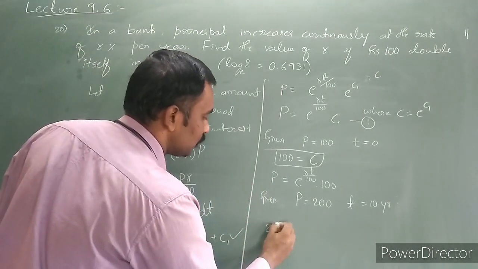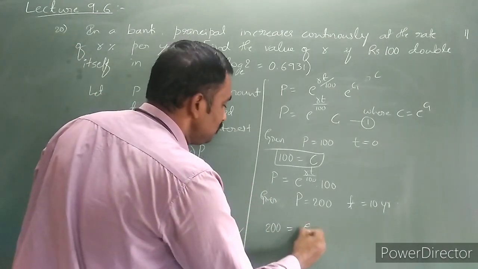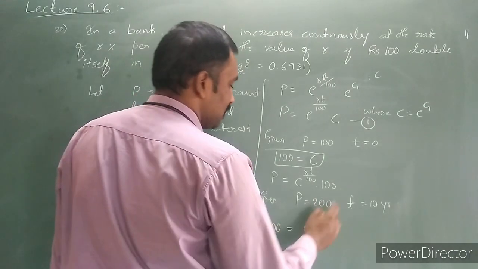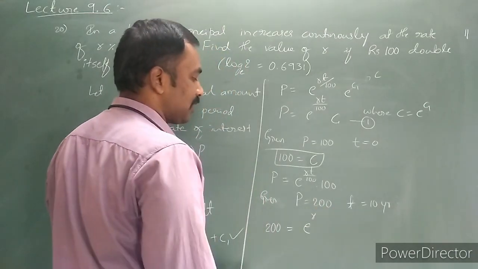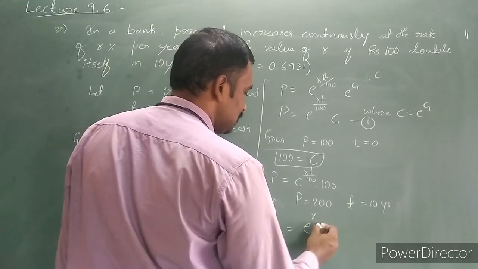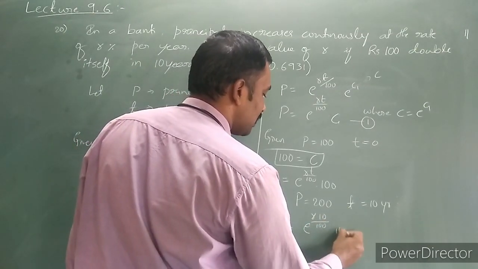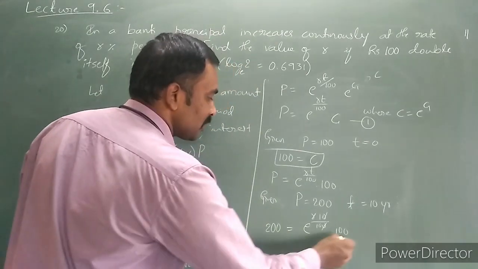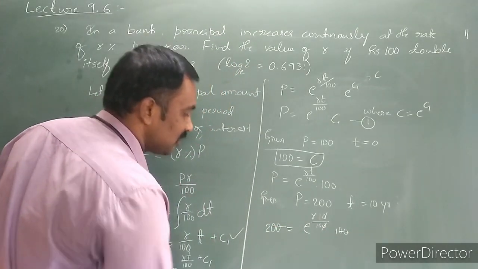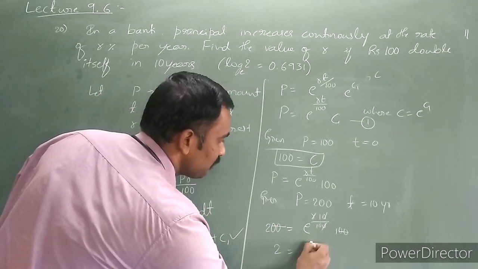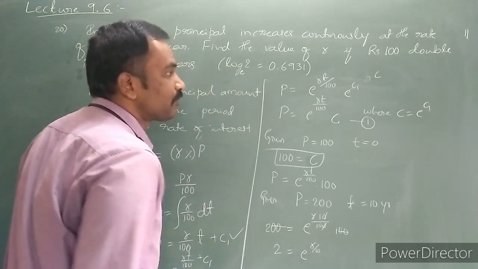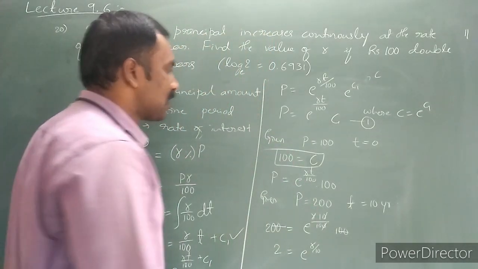What happens? 200 is equal to e power RT. The rate of interest we don't know; that one only we are going to find. T is equal to how much? 10 divided by 100 into 100. Here the double zero will cancel. What is that? 2 is equal to e power R by 10.